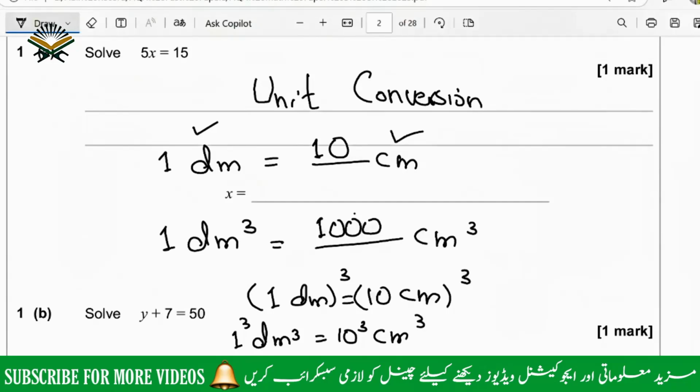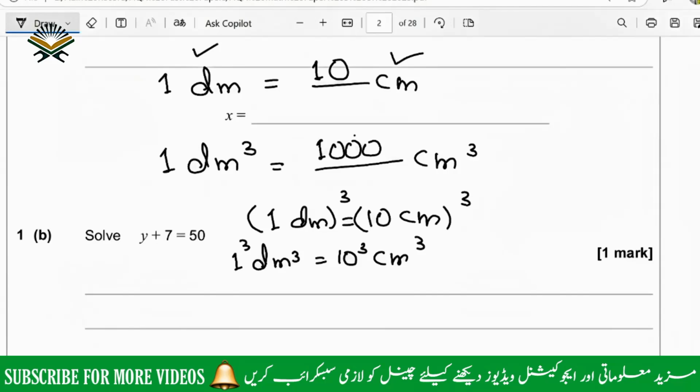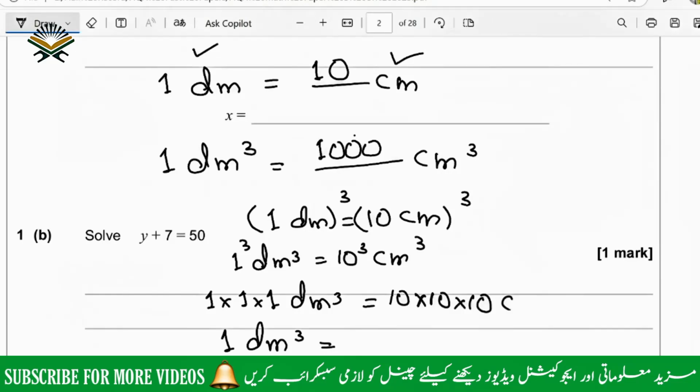Now I will prove that 1 decimeter cube is equal to 1,000 centimeter cube. So what is one cube? One into one into one, and this is 1 decimeter cube. And 10 cube is equal to 10 into 10 into 10, and this is centimeter cube. So 10 times 10 is 100, and 10 times 100 is 1000 centimeter cube. So hence proved, 1 decimeter cube is equal to 1,000 centimeter cube.